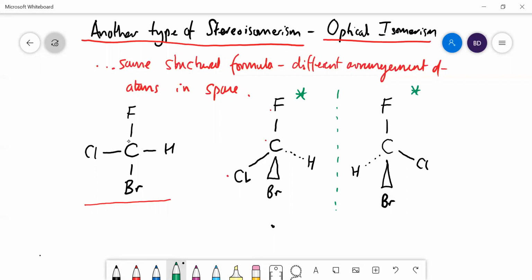But if you try and superimpose this isomer on top of that one, you can't. They're non-superimposable. So we're going to say these are non-superimposable mirror images of each other, and they're called optical isomers. They're a kind of stereoisomer.